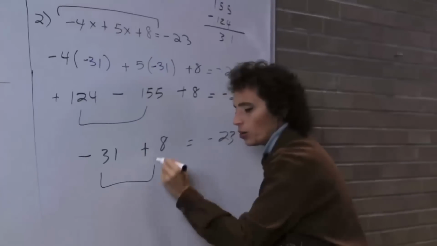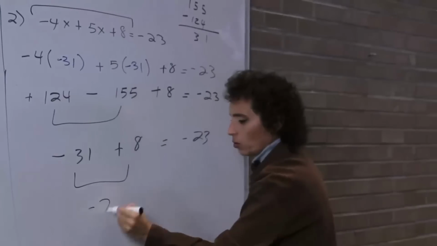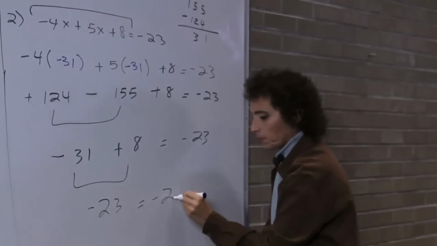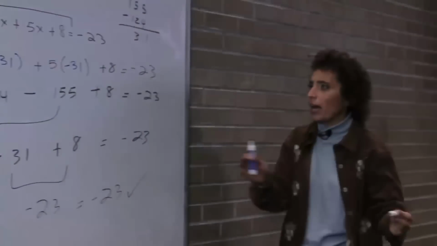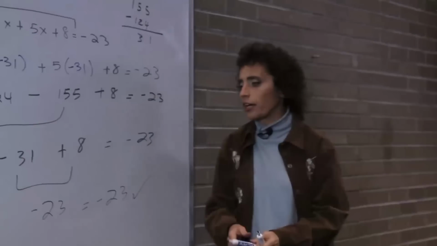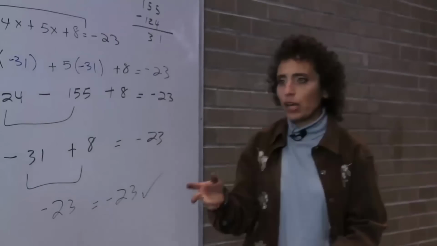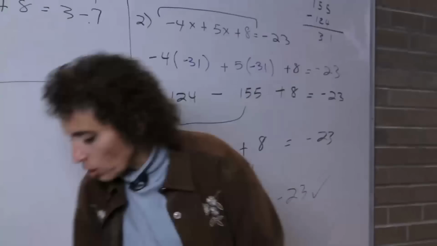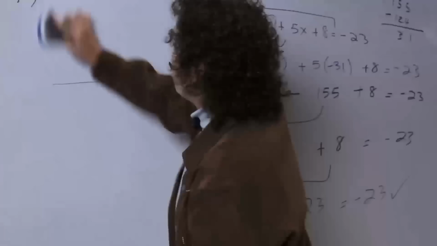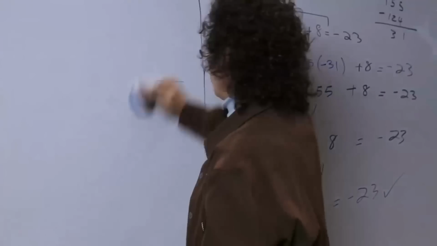All right. I owe you 31. I have 8. I owe you 23. And this checks out. So it doesn't matter what the equation looks like. We can always do a check. Okay? Let's do that. Last one in your notebook on this page. Just to make sure you understand.